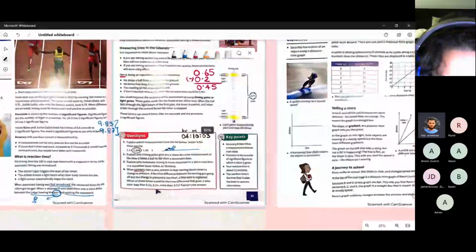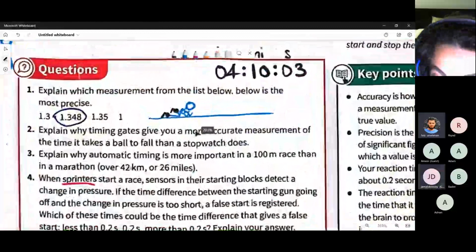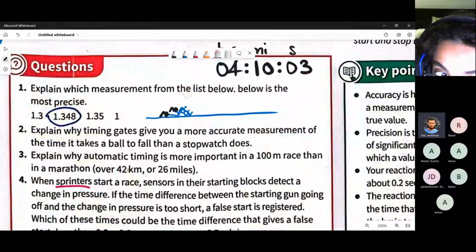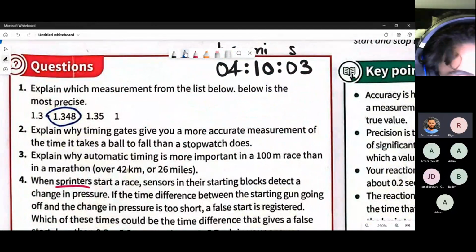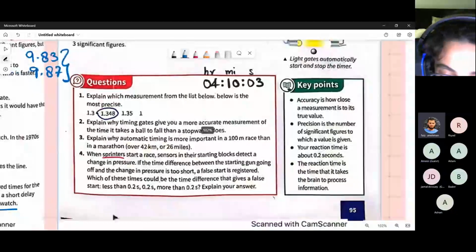Yes. Please don't become a judge. Okay, let me erase this. This is about to fall. It's already falling on the ground.